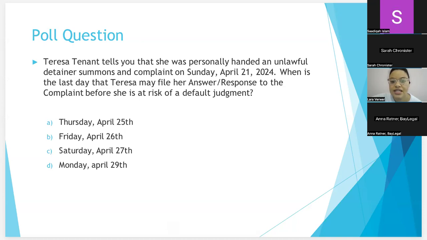So the answer is Friday, April 26th. So tomorrow would be the deadline to file a response before she's at risk of receiving a default judgment. Just a note, in Santa Clara County, the clerk's office does close at noon on Fridays. It's best to go and check the court website to see the clerk's office hours and when they are open. Generally, with Santa Clara County, the clerk's office is open until 3 p.m.